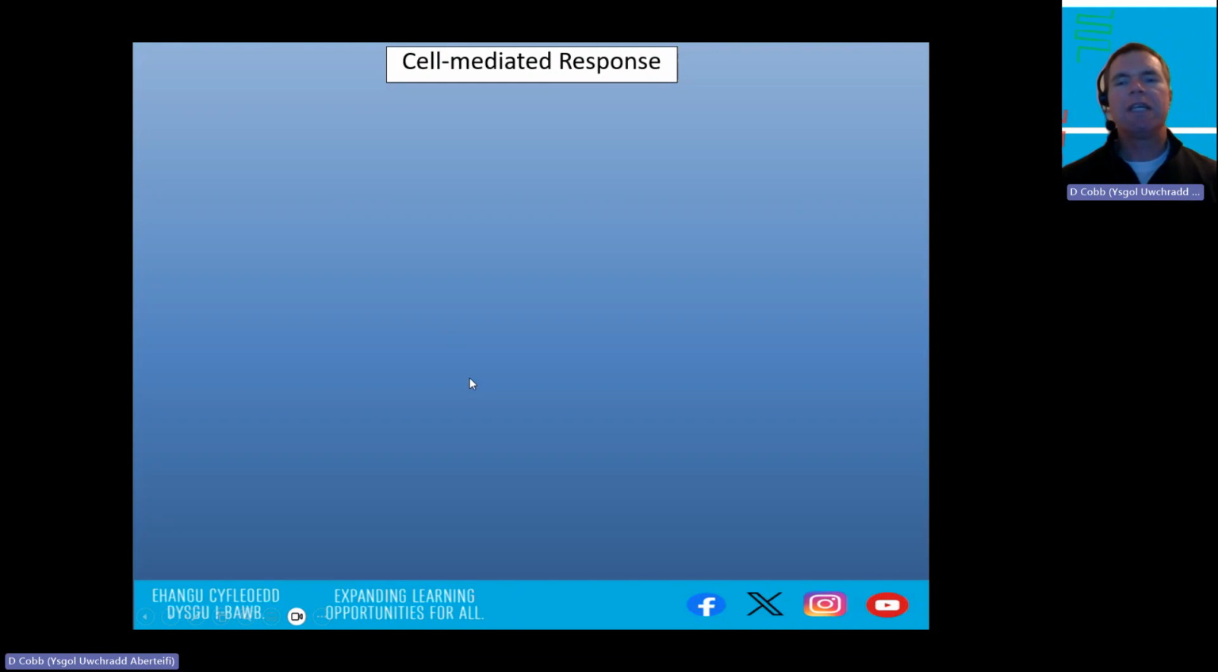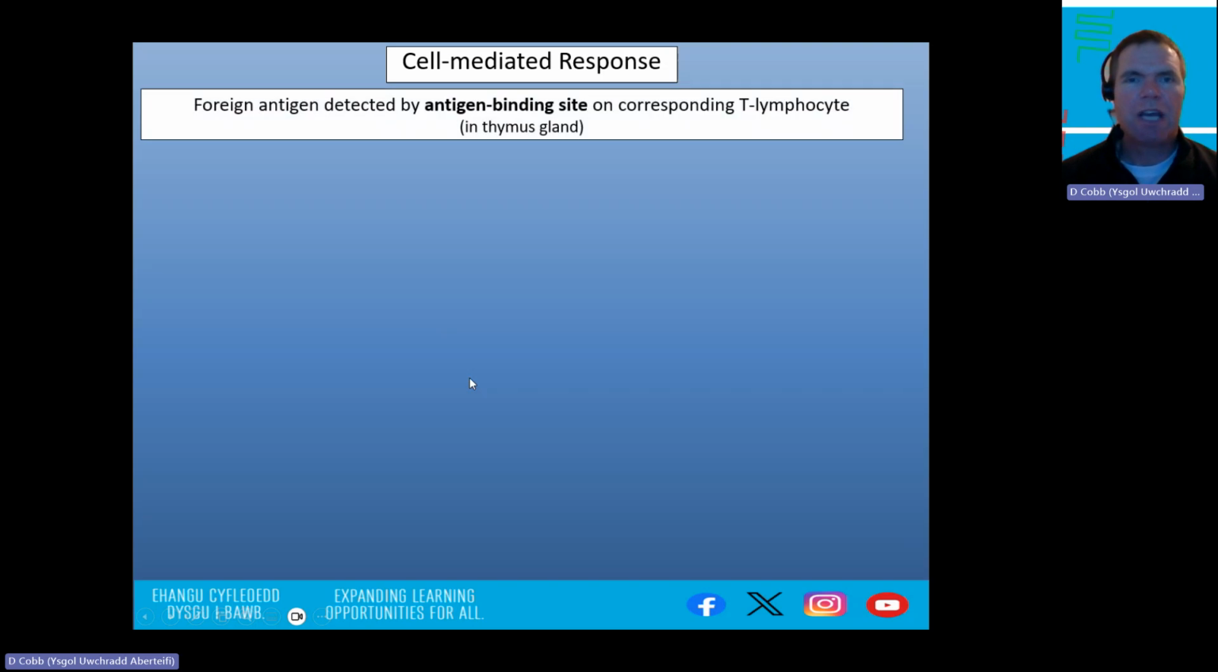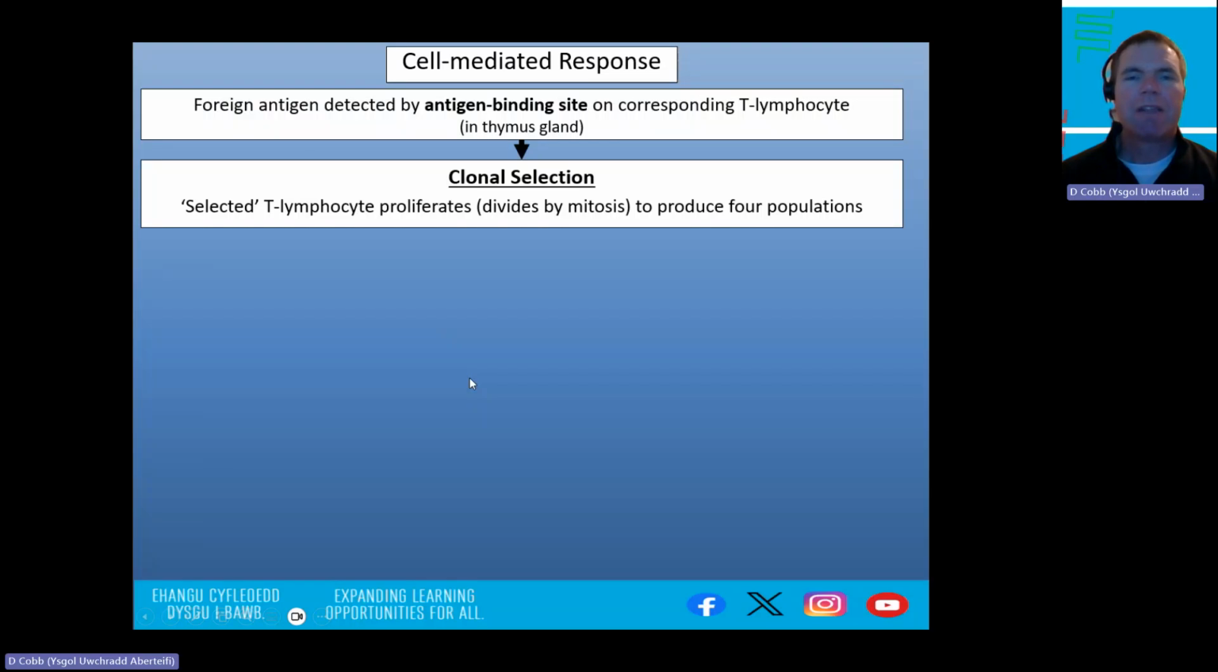And that quicker idea is something we see a lot in questions. So let's look at the cell-mediated response. Okay, so this is the last thing we'll look at now. Lots of similarities here, but there's a little bit more going on. So the first thing happens, I've rewritten it in the same way. A foreign antigen is detected by an antigen binding site on a corresponding, now it's a T lymphocyte, and the location of this is in the thymus gland, in your upper body. That specific T lymphocyte undergoes clonal selection.